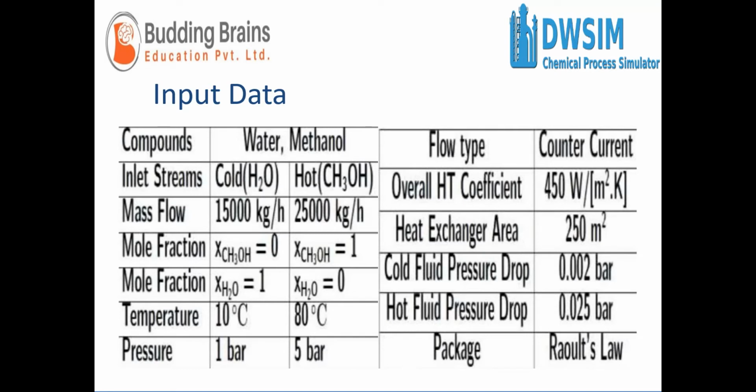For this simulation, we'll be using the following example. The compounds given to us are water and methanol, and we'll use the following process conditions and heat transfer conditions, and the package given to us is Raoult's law.